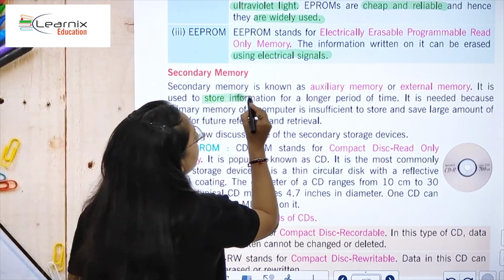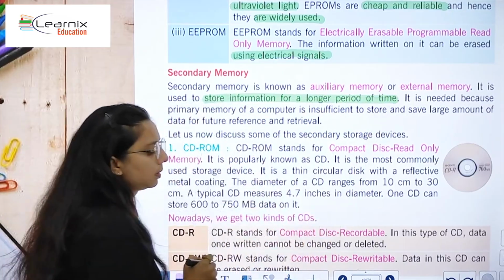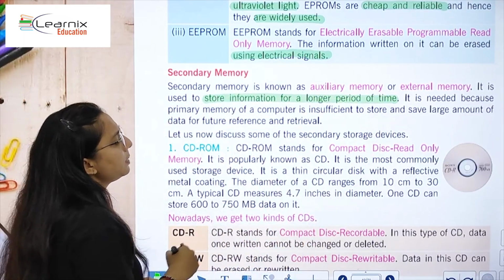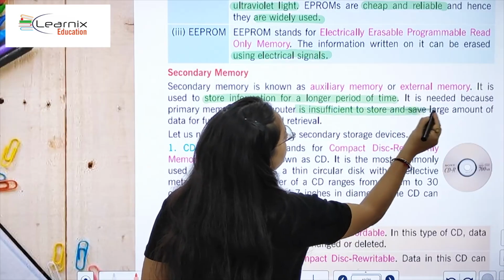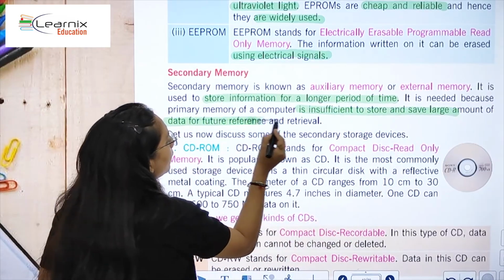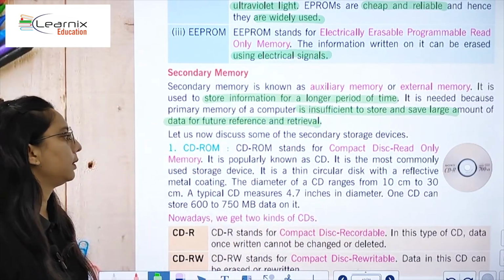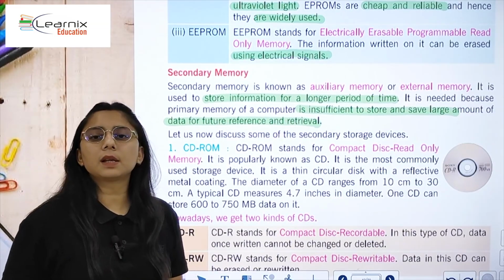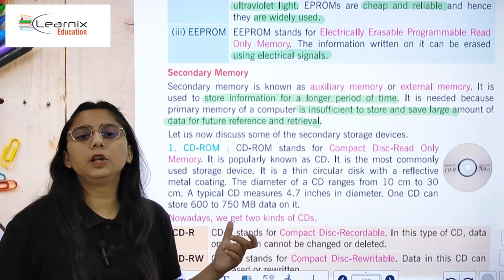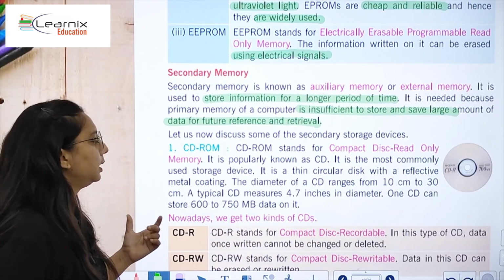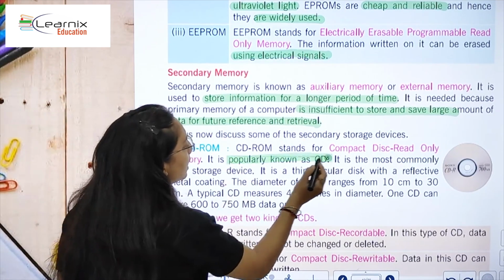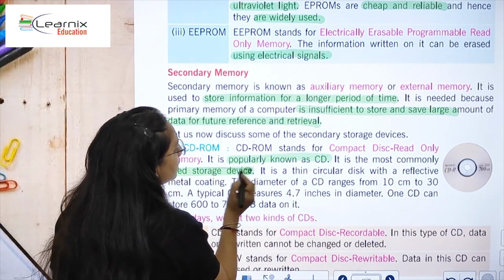It is used to store information for a longer period of time. It is needed because the primary memory of a computer is insufficient to store and save a large amount of data for future reference or retrieval. Let us discuss some secondary storage devices, like CD-ROM, Compact Disk Read-Only Memory. It is popularly known as CD. It is the most commonly used storage device.